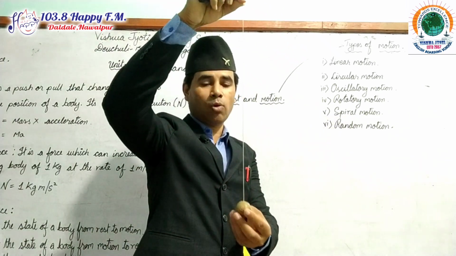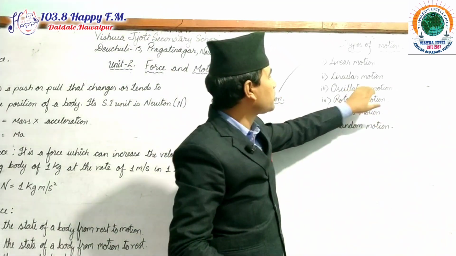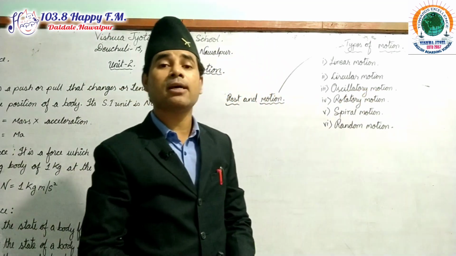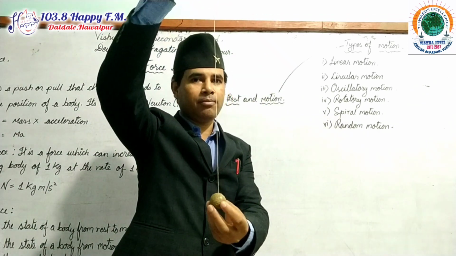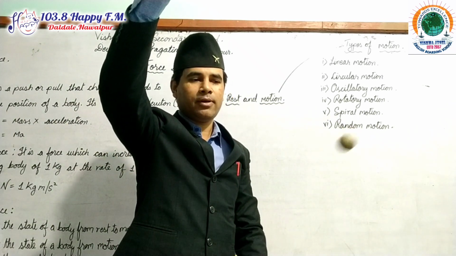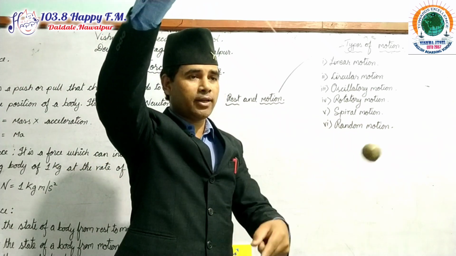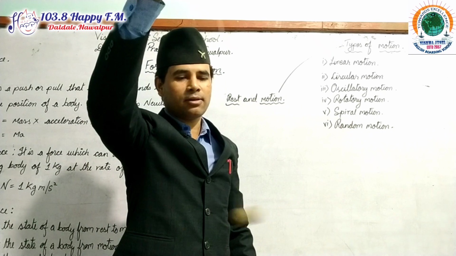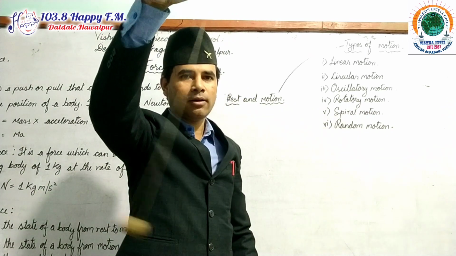Now with this same homemade pendulum, I can explain oscillatory motion. What is oscillatory motion? The motion which moves to and fro about a fixed point. My two fingers are at a fixed point, and this is a pendulum, and when it moves to and fro, see, it comes here and it goes there. This is a very good example of oscillatory motion, the motion in which a body moves to and fro.